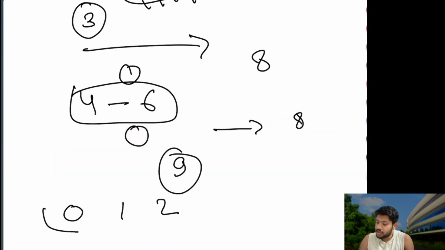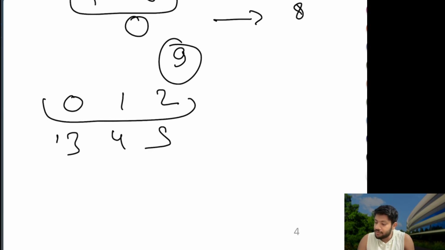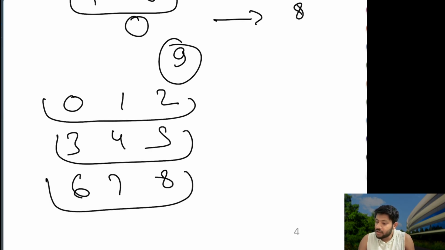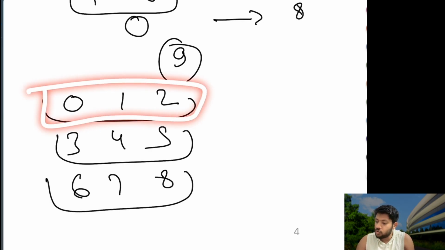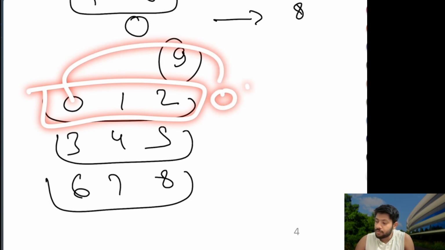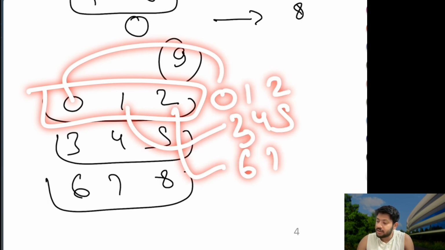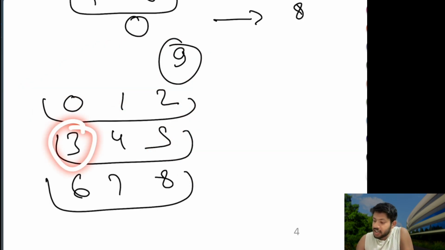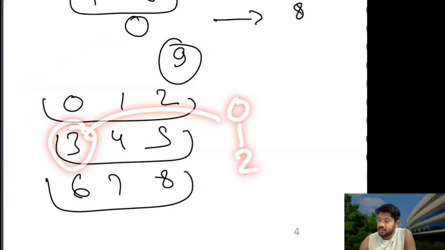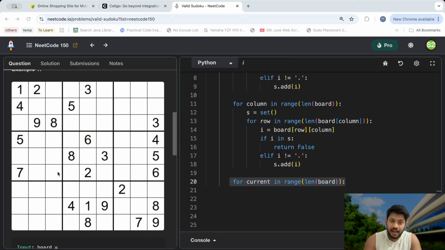What I can think is, if I'm running a loop 9 times, the loop will be 0, 1, 2, then 3, 4, 5, then 6, 7, 8. For 0, I will be running rows from 0, 1, 2. For 1, it will be 3, 4, 5. For 2, it will be 6, 7, 8. These are my rows. For 3, again, I will start from 0, 1, 2. So I'll have to think something tricky, and I'll actually tell you the trick.